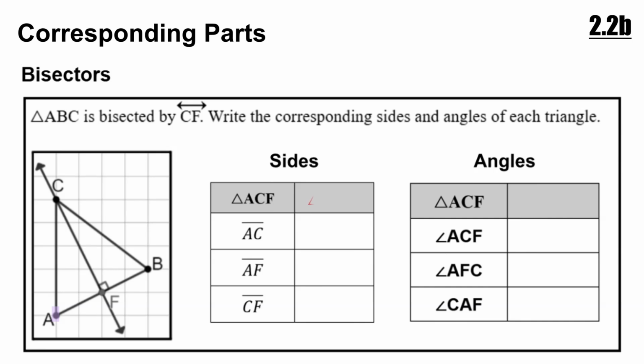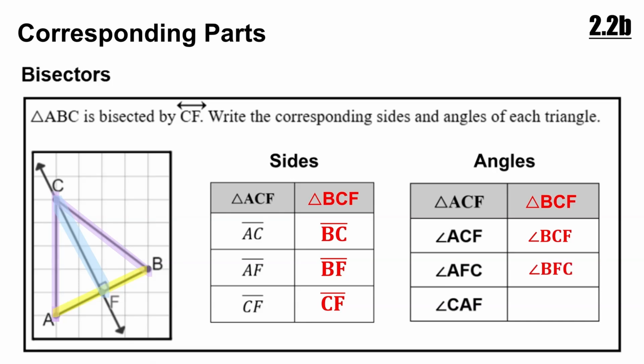Triangle ABC is now bisected by line CF. This creates triangles ACF and BCF. Side AC corresponds to side BC. Side AF corresponds to side BF. Side CF corresponds to side CF. As for angle relationships, angle ACF corresponds to angle BCF. Angle AFC corresponds to angle BFC. Angle CAF corresponds to angle CBF.